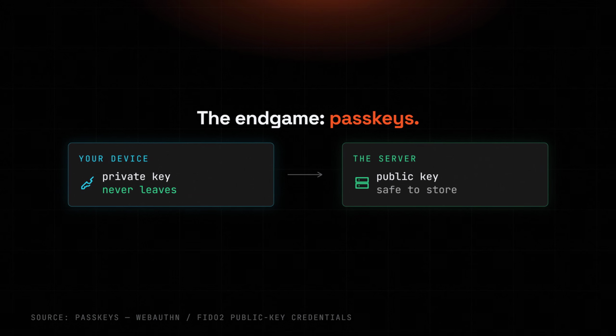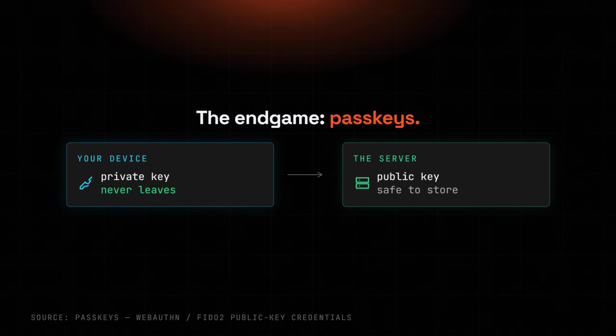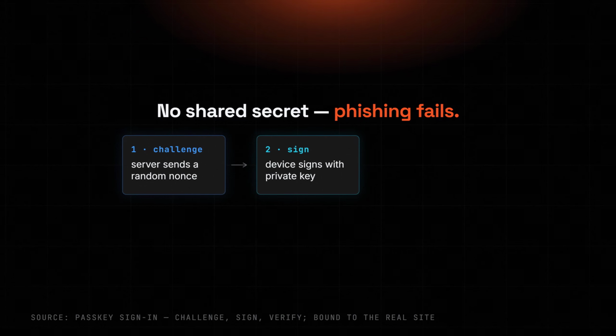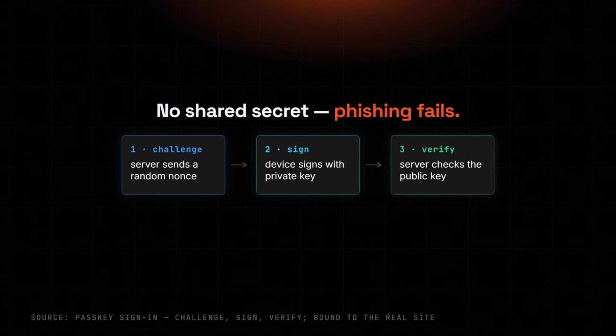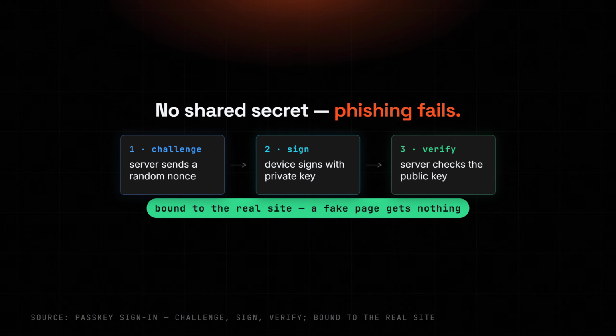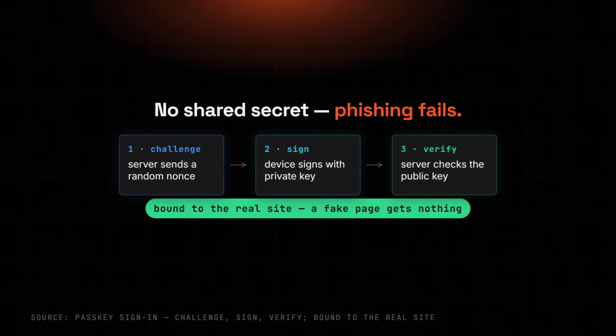And a passkey is not a secret you type at all. It is a private cryptographic key that never ever leaves your device. When you sign in, the site sends a random challenge, your device signs it with that private key, and the server verifies it against the public key it stored at signup. There is no shared secret to steal, and because it is bound to the real site, phishing simply fails.